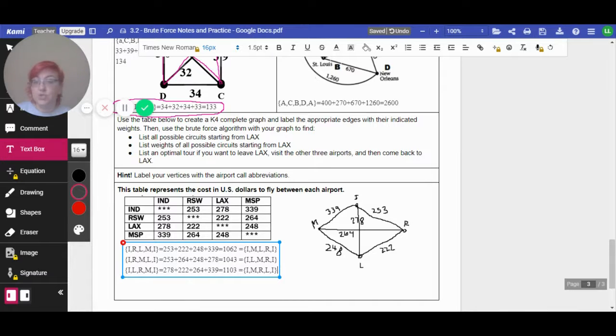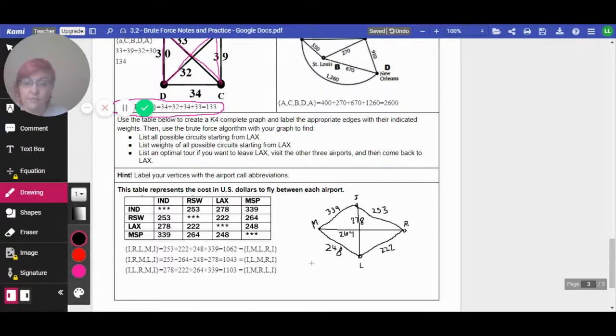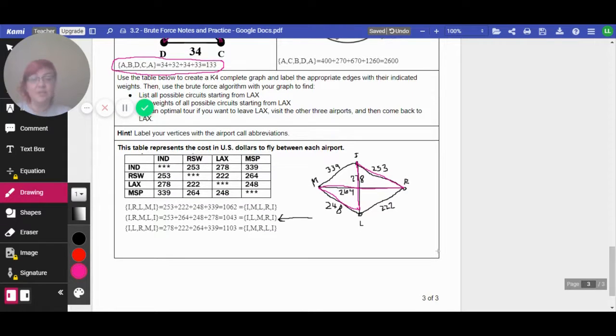All right. So what is my optimal tour? Well, it's this one here because that one has the lowest weight. So I want to highlight that here on the graph. I, L, M, R, I, or I, R, M, L, I. All right. Good work. I will see you next time for section 3.3. Have a good one.